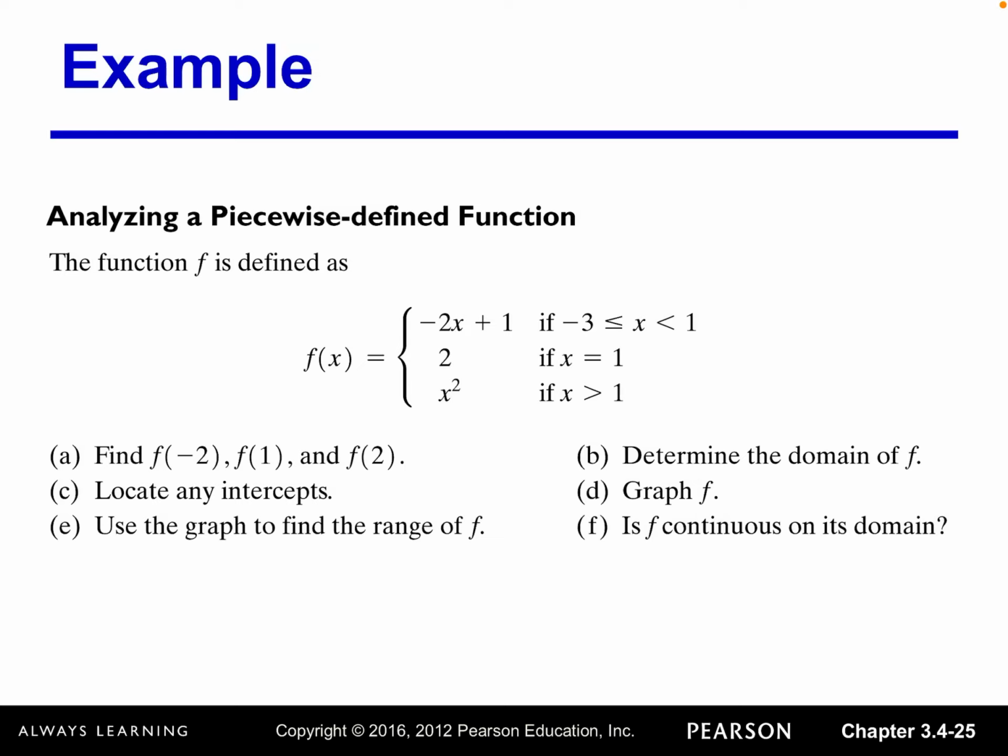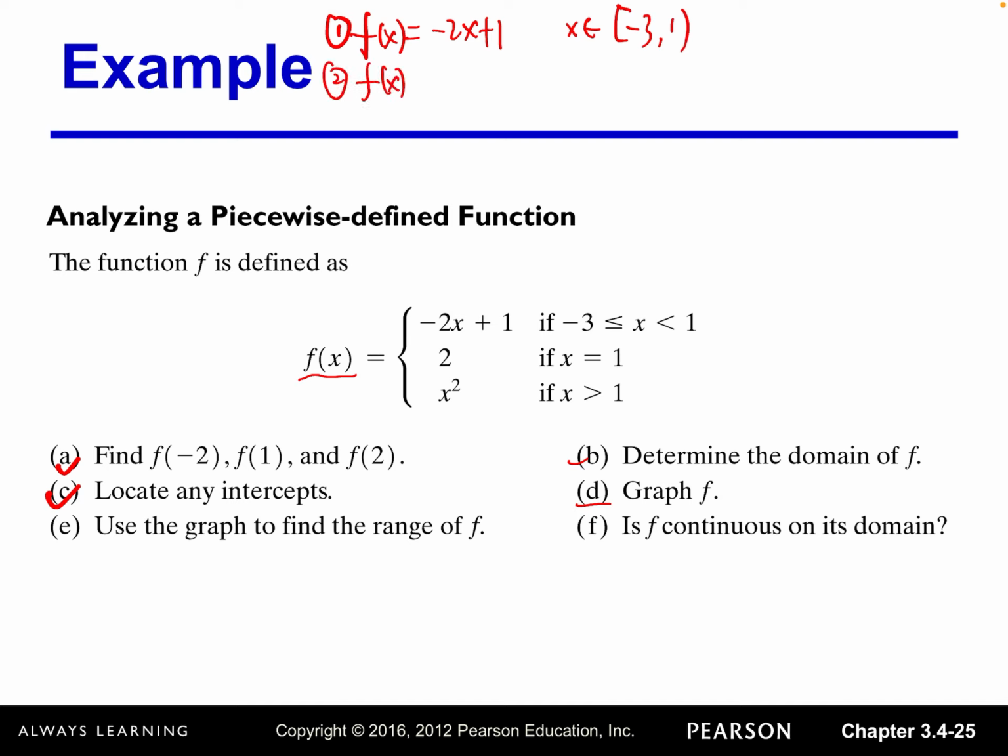So in the previous video, we did parts A, B, and C. Now we're going to graph the piecewise defined function f of x. As I mentioned earlier, in order to graph f of x, we need to graph three individual functions. Specifically, first we need to graph f of x equals negative 2x plus 1, where x is from negative 3 to positive 1. Include negative 3, do not include the positive 1.